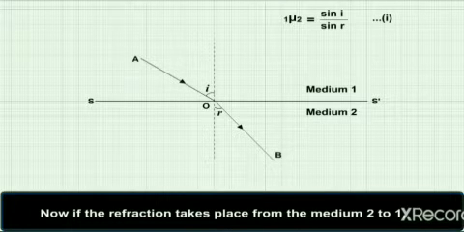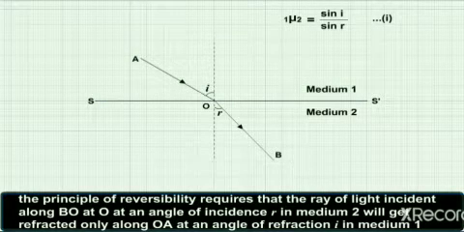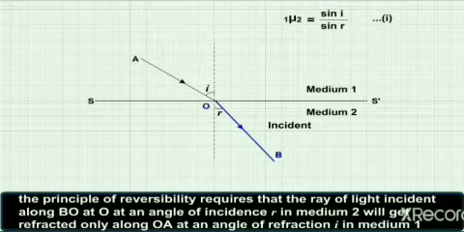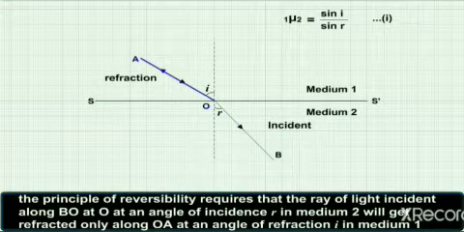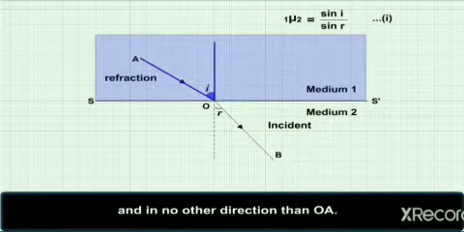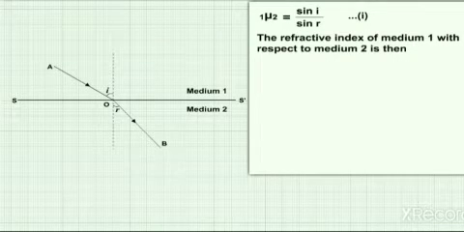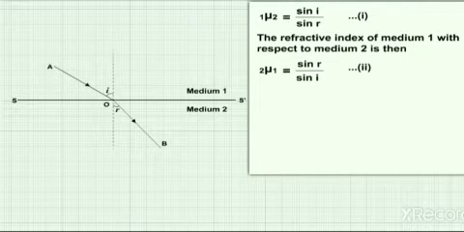Now, if the refraction takes place from the medium 2 to 1, the principle of reversibility requires that the ray of light incident along BO at O at an angle of incidence R in medium 2 will get refracted only along OA at an angle of refraction I in medium 1 and in no other direction than OA. The refractive index of medium 1 with respect to medium 2 is then equal to sine R upon sine I.